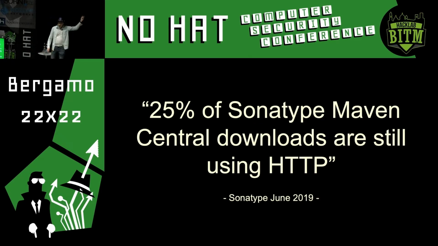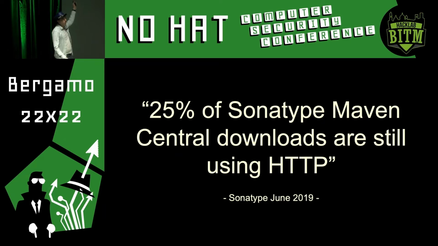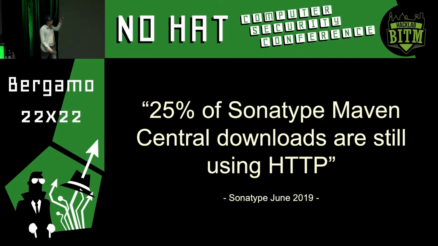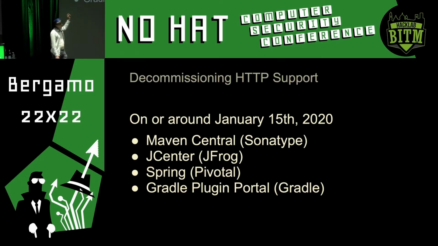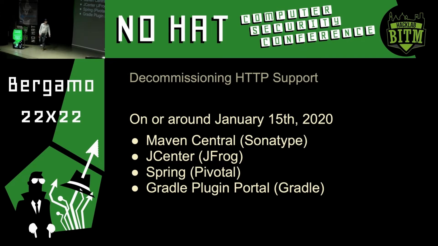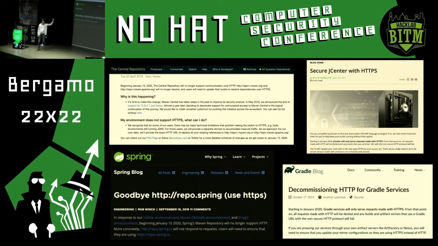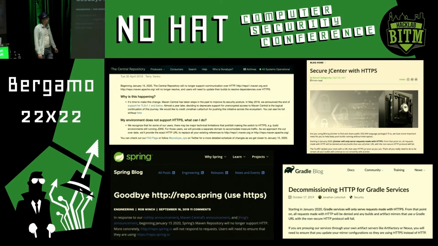So I reached out to Maven Sonatype, and Sonatype is to the Java ecosystem what pip is to the Python ecosystem, and NPM to the JavaScript ecosystem. And they reported that 25% of their traffic in June of 2019 was still using HTTP to resolve dependencies instead of HTTPS. So how do we fix this? Well, I pushed forward an initiative that on January 15th, 2020, all the major artifact servers in the Java ecosystem would decommission support for HTTP in favor of only supporting HTTPS. And I got support. The major artifact servers all published blog posts announcing it. I published tweets. We talked about it.